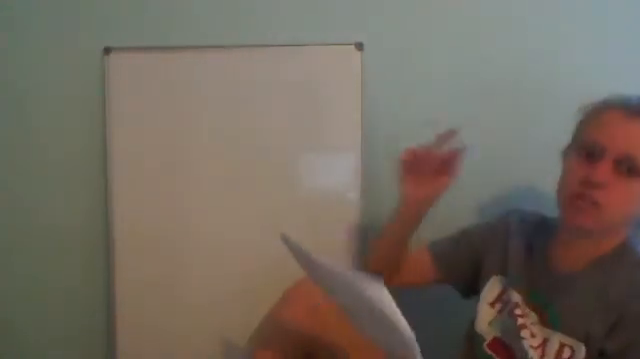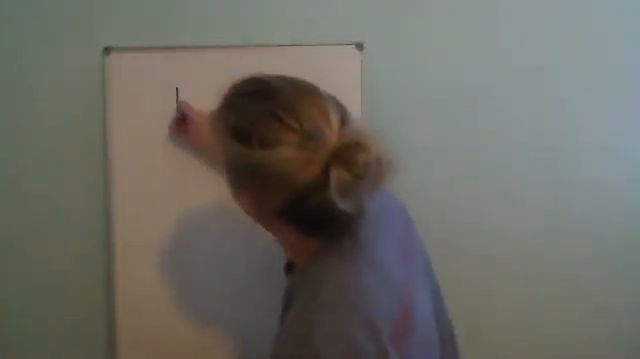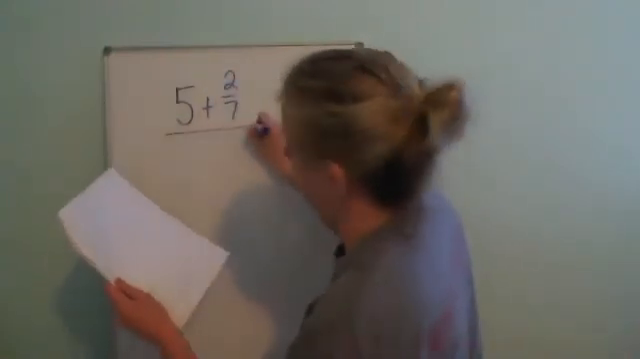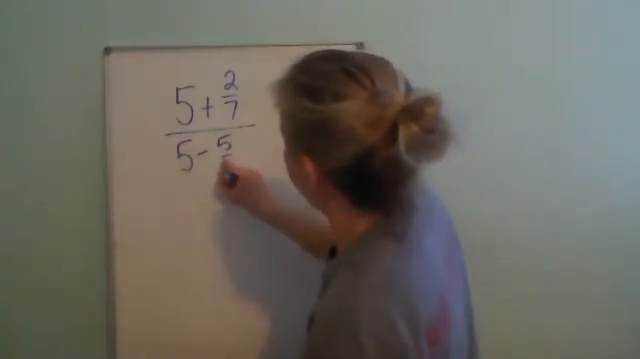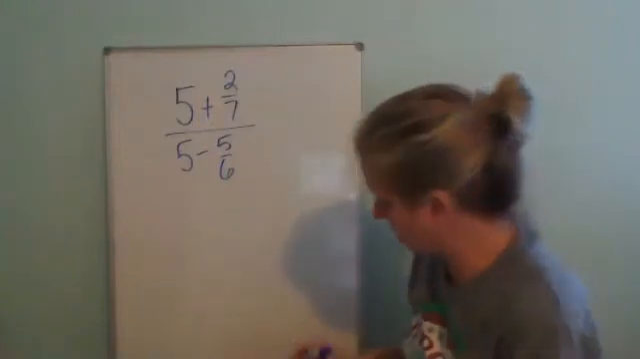All right, what number are we on? We're on number 17. Now, this is a section that Mr. Rathon had a video for you. So with this one right here, I have 5 plus 2/7 over 5 minus 5/6. I'm going to show you a calculator trick on this.